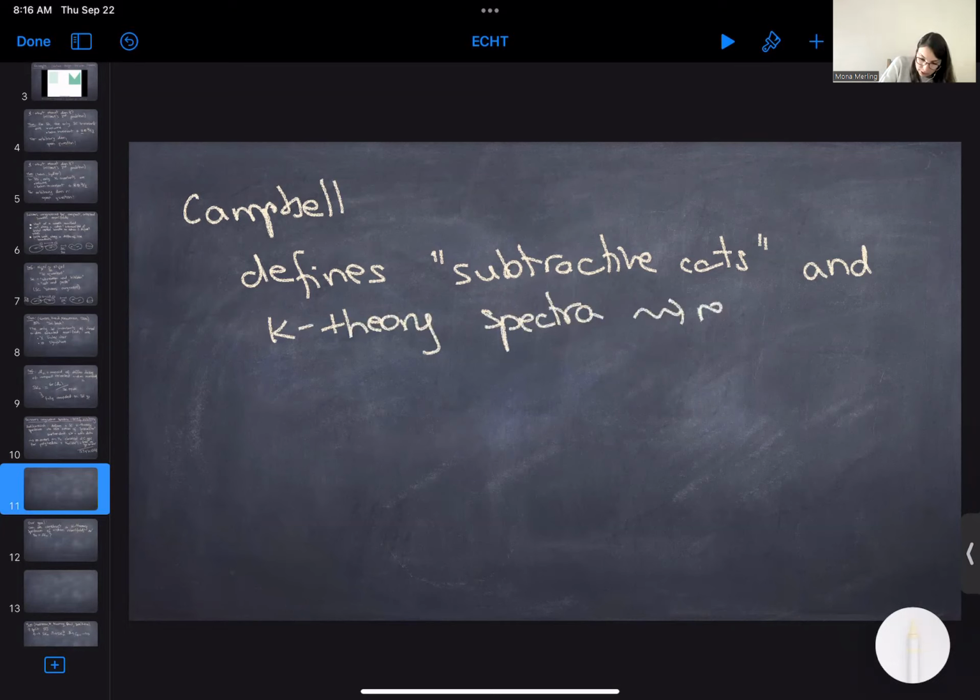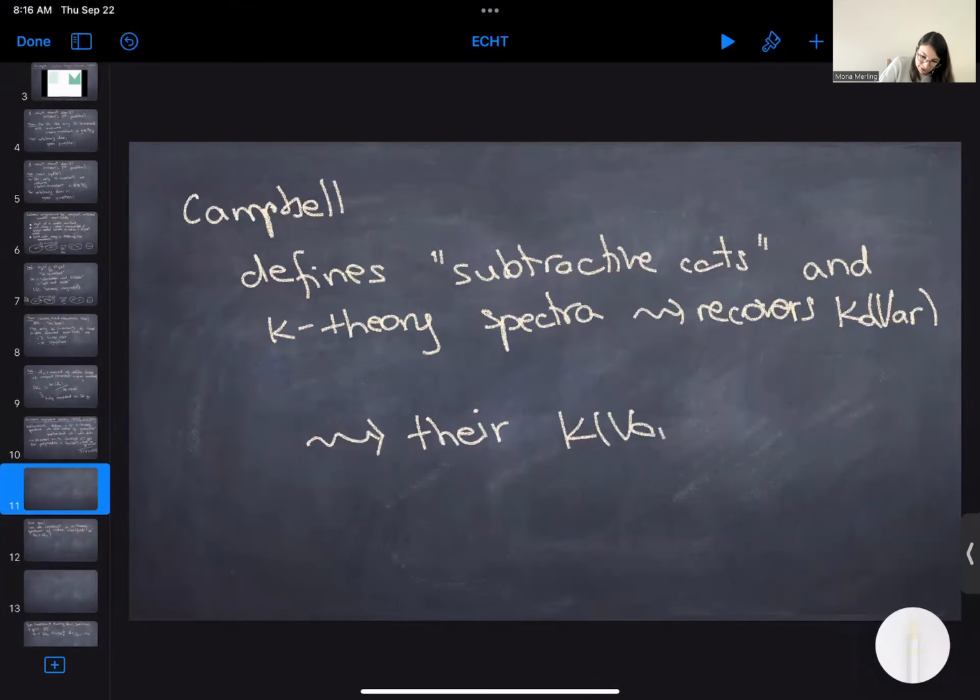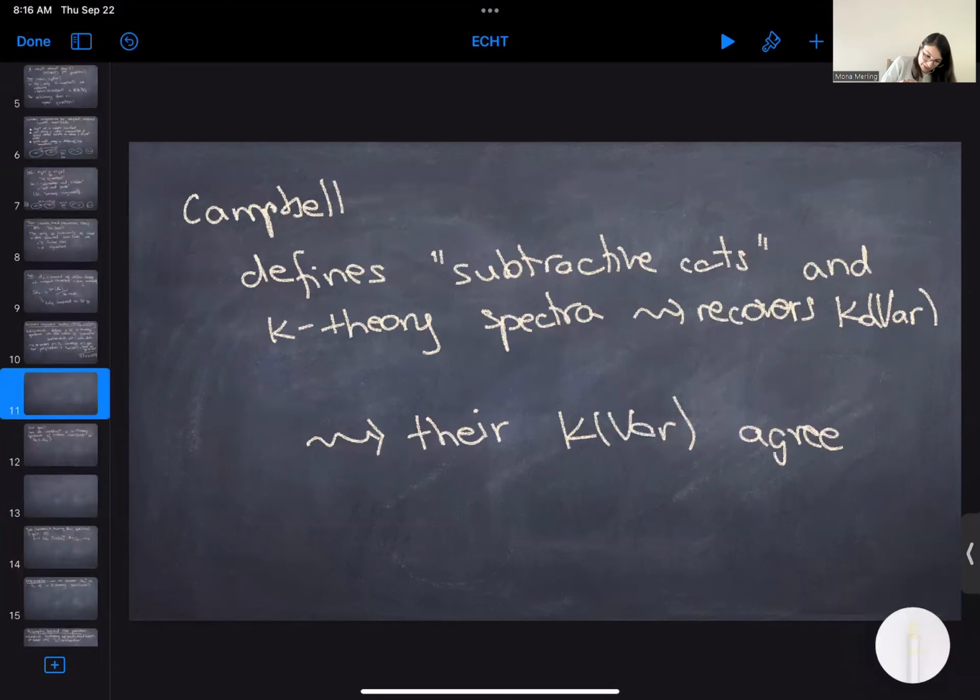And okay, so this also recovers K0 of varieties on pi naught. And you might wonder, well, they have these two different constructions, with even more constructions and more general constructions. They can show, with a lot of work, that their K-theory spectra of varieties do indeed agree. Okay, so all this machinery was really geared towards varieties. This was the main example of interest for them.